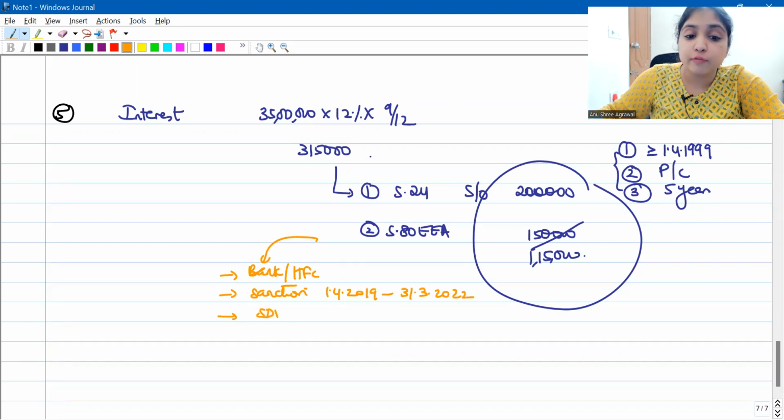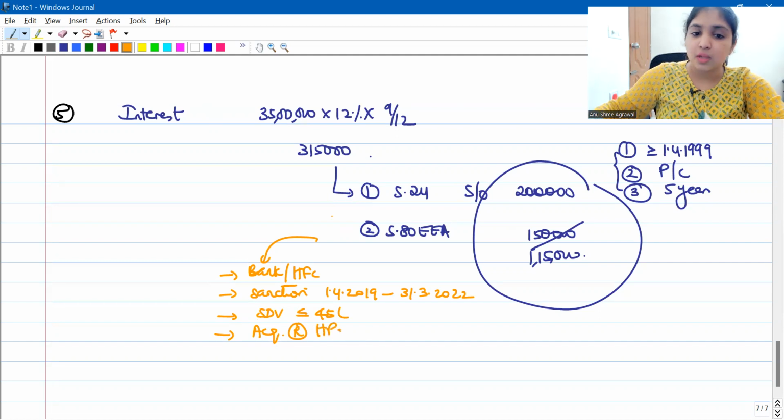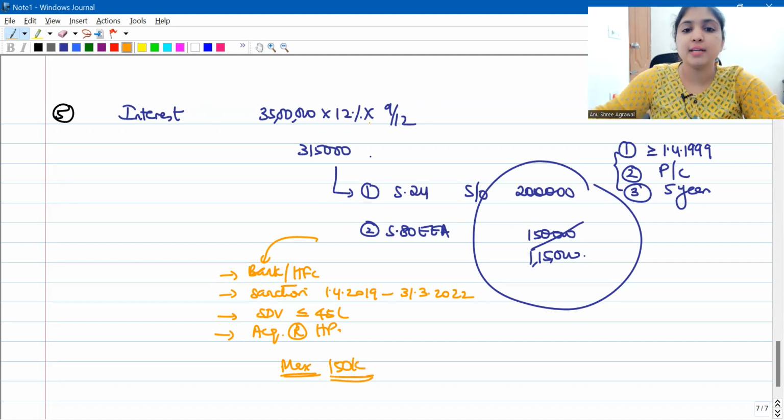Then the SDV of the property should not exceed 45 lakhs. Then why did you borrow the loan? You should have borrowed the loan to acquire, to purchase, not to construct, to acquire a residential house property. All conditions fulfilled. Maximum deduction under 80 EEA is 1,50,000. All right. So 3,15,000 was our interest. Total 2 lakh we took deduction under section 24. We are still left with 1,15,000. That 1,15,000 we enjoyed under 80 EEA. That is it with our first case scenario.